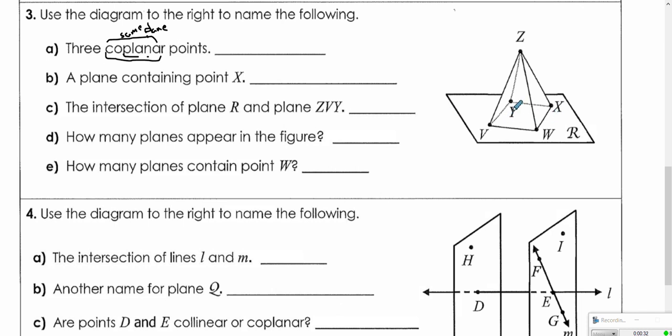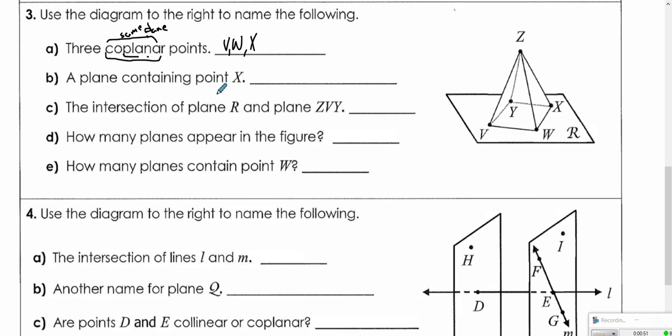So I'm going to pick 3. There's 4 points that are on this plane R. So one example I could go with would be V, W, X, and Y, or I could just say V, W, and X. But there's a lot of other correct answers there that you could use for this one.